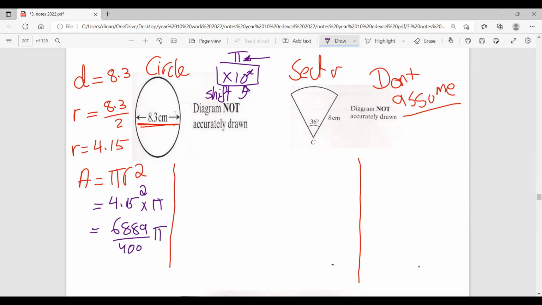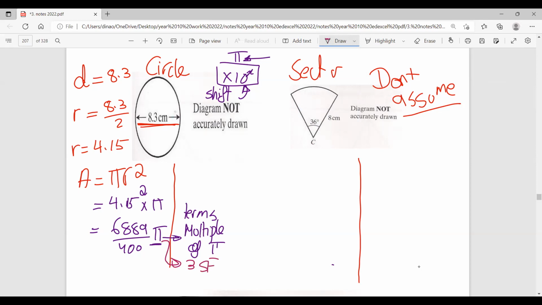The question now: do I leave my answer like this? I leave my answer like this only if the examiner says leave your answer as a multiple of pi, or sometimes leave it in terms of pi. Then I leave it like this. When do I convert it to decimal? When the examiner says round your answer to 3 significant figures or 1 decimal place, whatever. I mean, if rounding was given in the question.